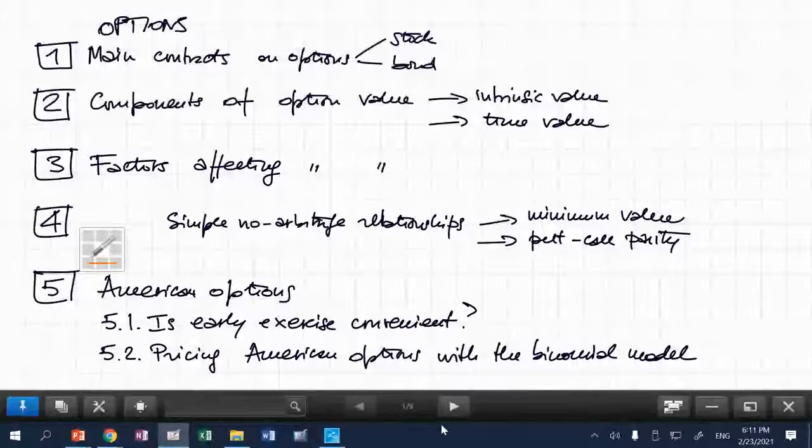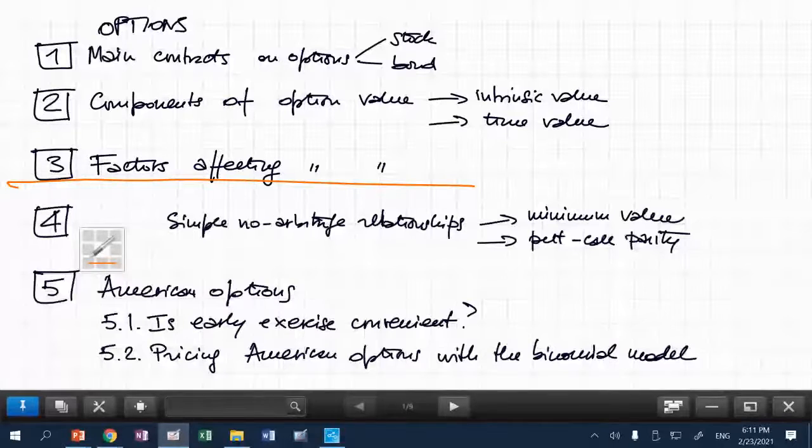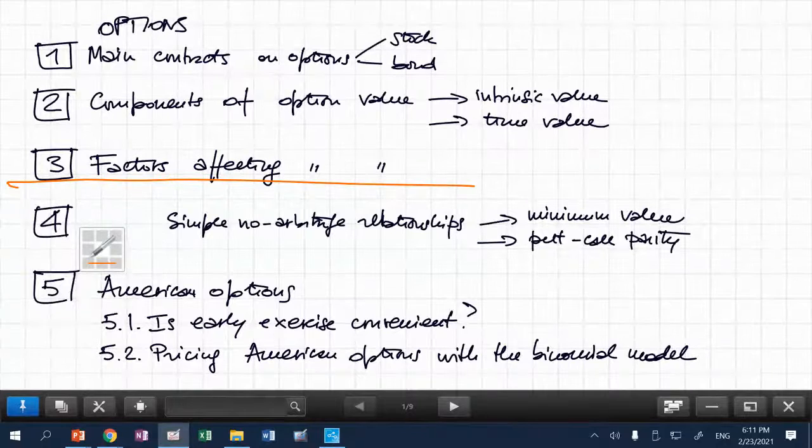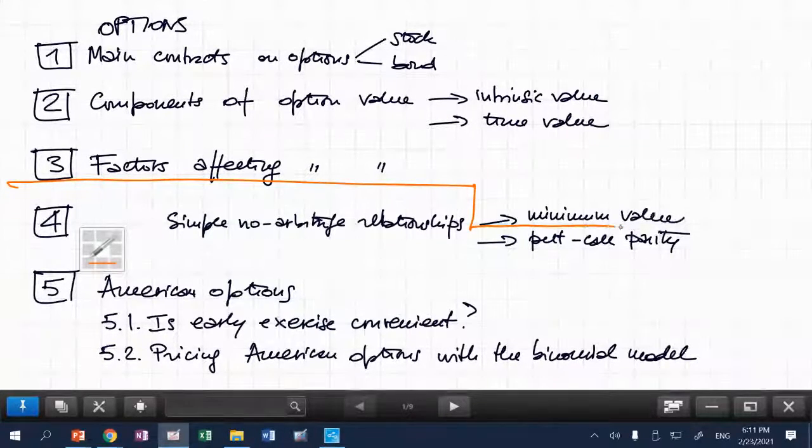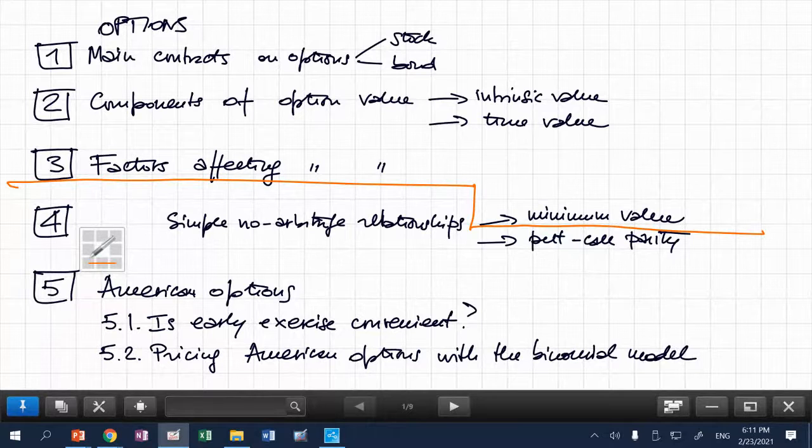Essentially, what we've done so far is we have arrived up to here discussing the components of option value and the factors affecting the option value. So which elements impact the value: price of the underlying, strike, time to maturity, sigma, interest rate, anything else? And also, we have already done one of the two relationships that you must satisfy with an option, which is the minimum value, which is my modified version of intrinsic value, okay?